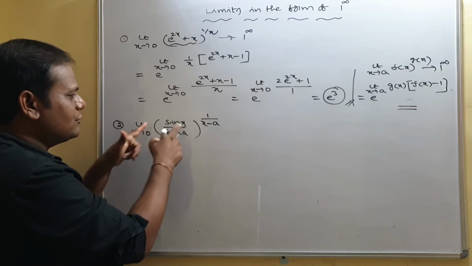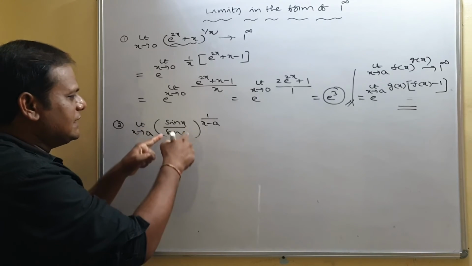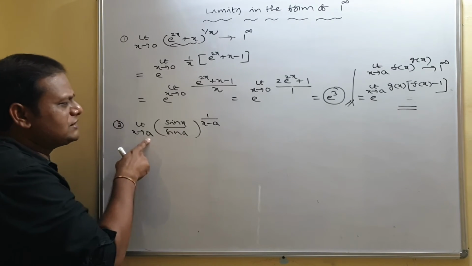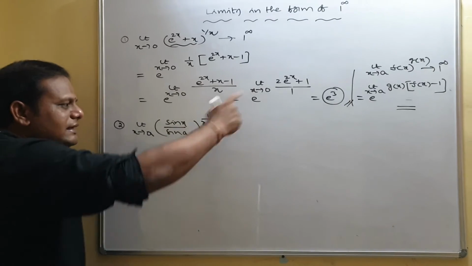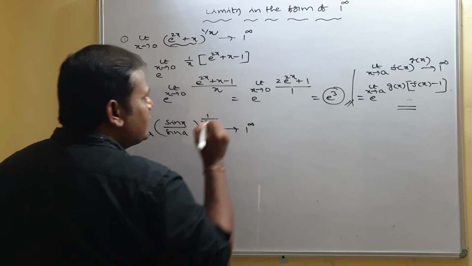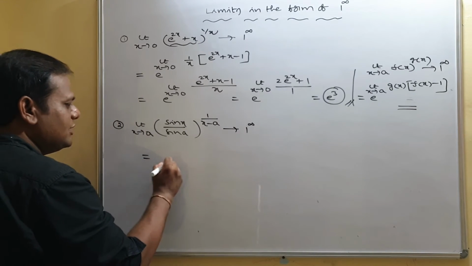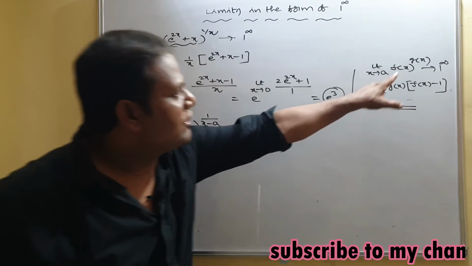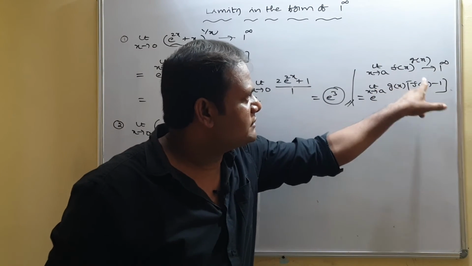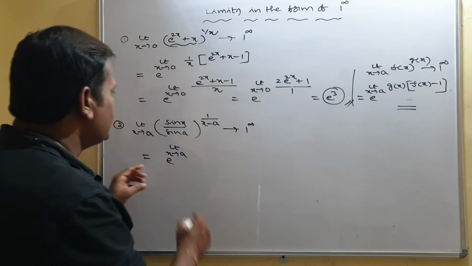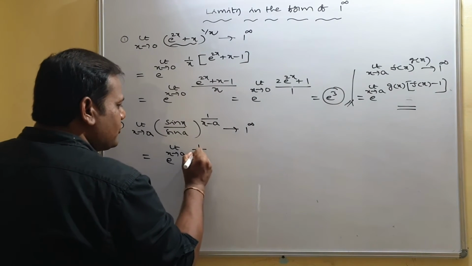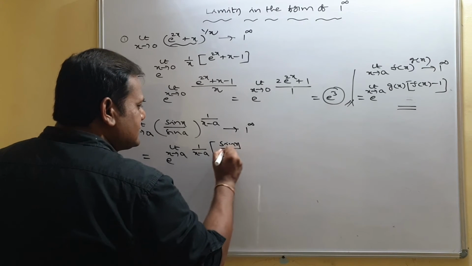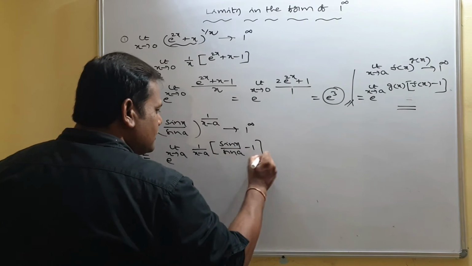Coming to this problem. Limit x tends to a, (sin x by sin a) whole power 1 by (x minus a). If x approaches a, sin a by sin a is 1, so it takes 1 power infinity form. So what we can do? That is e power limit x tends to a. What is the formula? Power into (base minus 1). Here the power is 1 by (x minus a), into base, that is sin x by sin a minus 1.